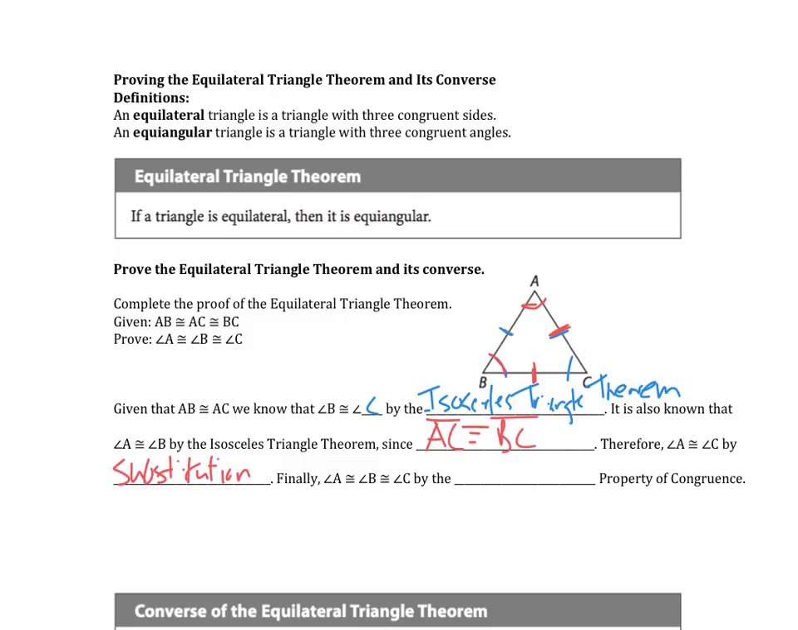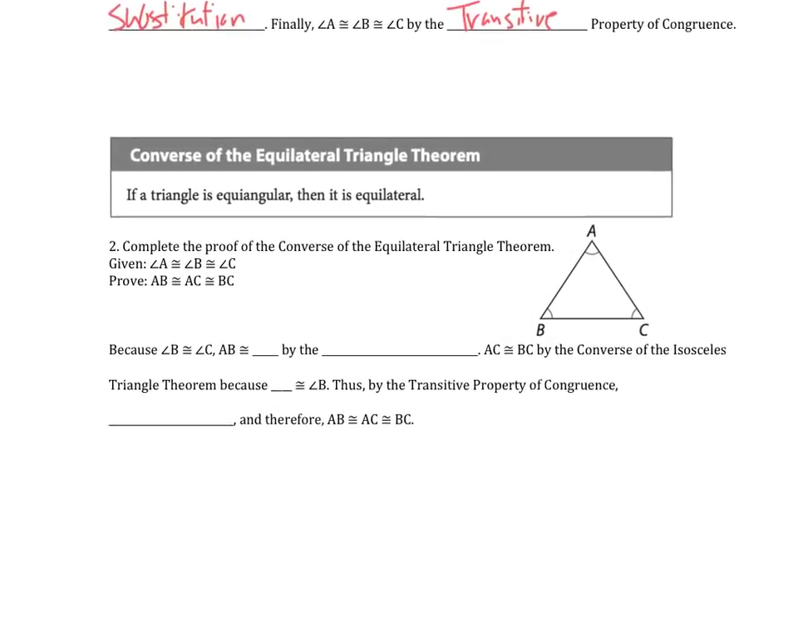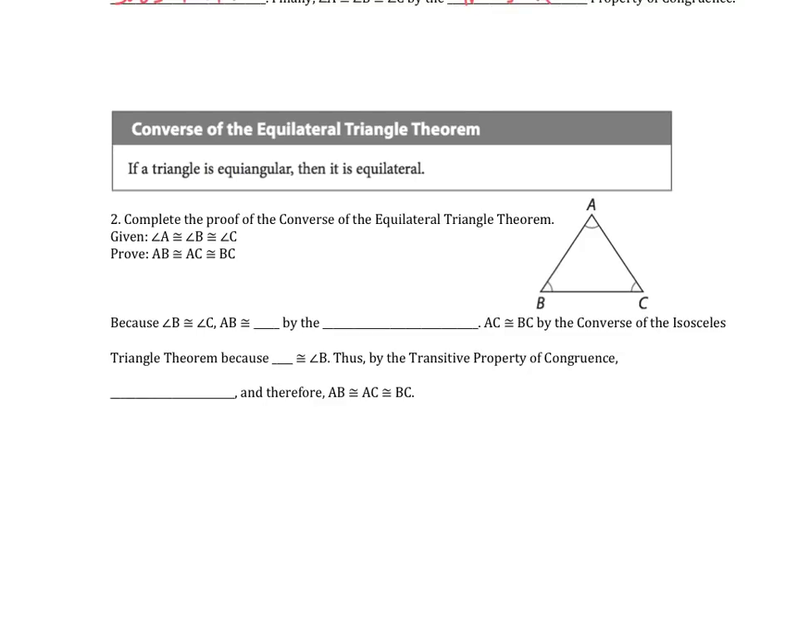And finally, angle A is congruent to angle B, which is congruent to angle C by the transitive property of congruence. Now we could have proven the last one, angle A is congruent to angle C, by isosceles as well, just a different way that we can go about it. All right, continuing on with the converse. So now if a triangle is equiangular, then it is equilateral.